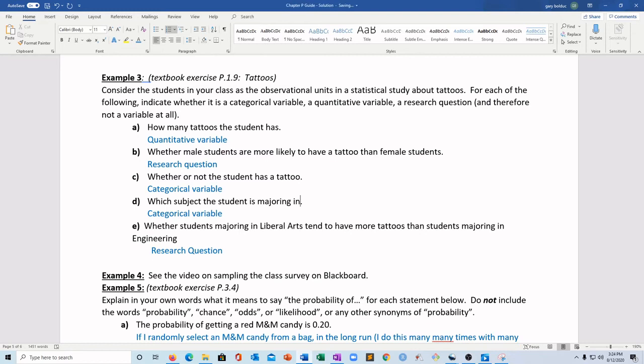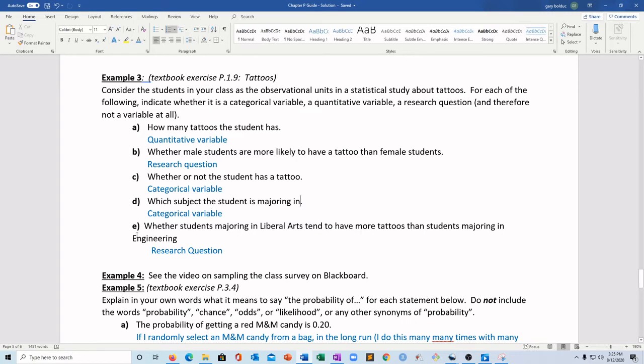D, which subject the student is majoring in. Well, again, it's about each student. So each student, I could grab them and say, which subject are you majoring in? And I'd be able to get information from them. So that's telling me variable. Now, is it categorical? Well, does the answer to that put you in a box? Yes, it does. If you tell me your major is, I haven't picked yet, you're in a box. If you tell me it's math, you're in a box. If you tell me it's communications, you're in a box. So because the answer puts you in a box, you're categorical.